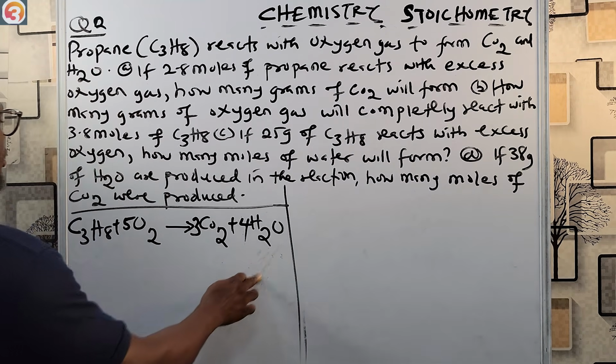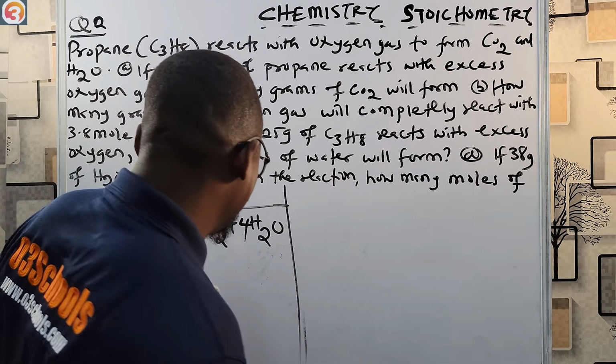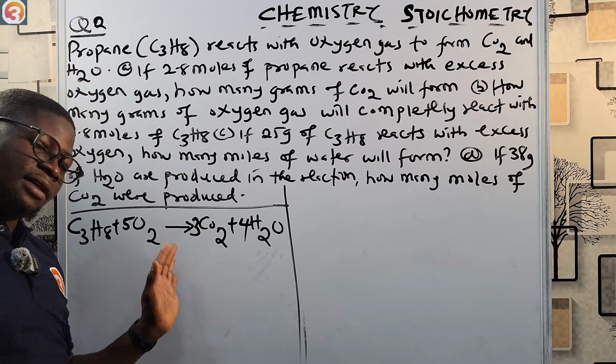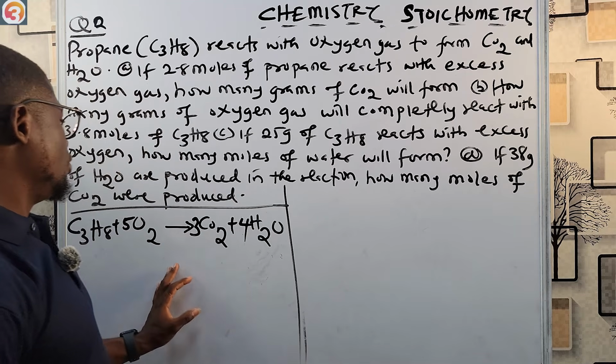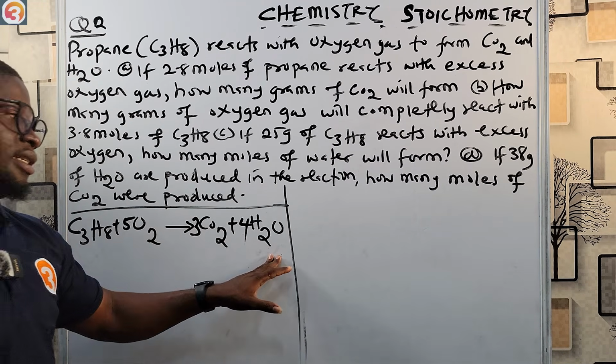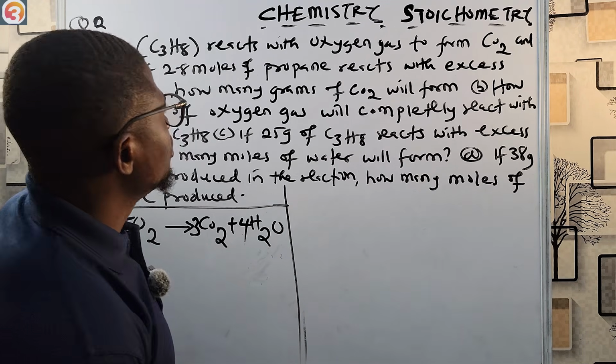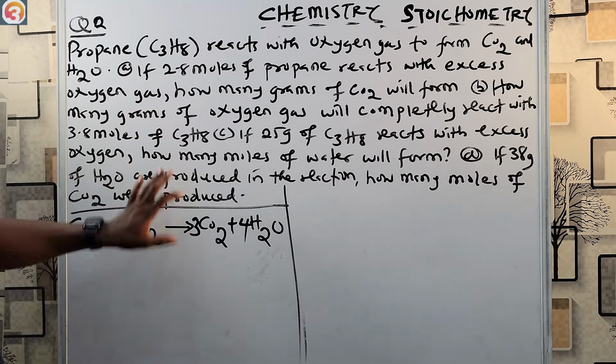Are we clear? So that is that. If you do not completely understand how we balance this, just take the video back again. You will understand. All right. So first of all, we started with carbon, we balanced. We went to hydrogen, we balanced, and then we balanced the number of oxygen atoms.